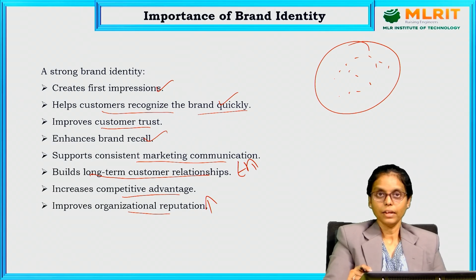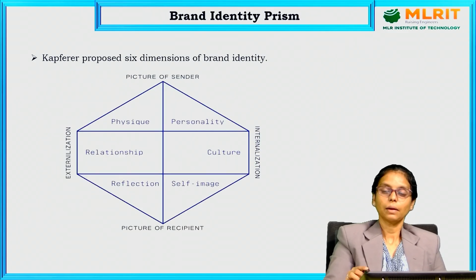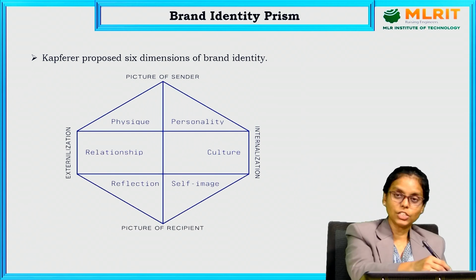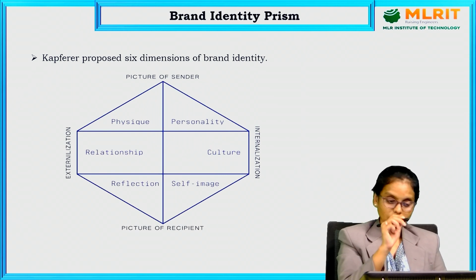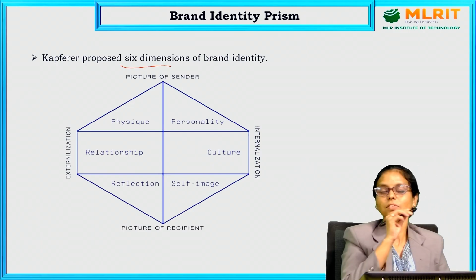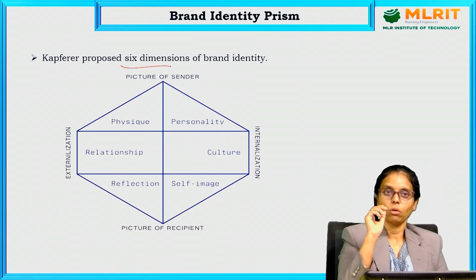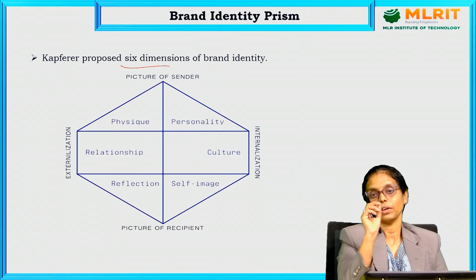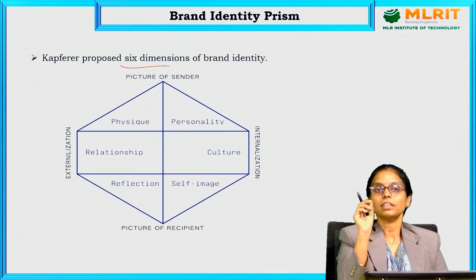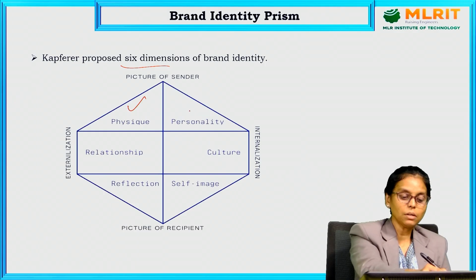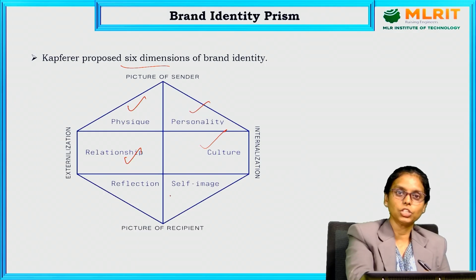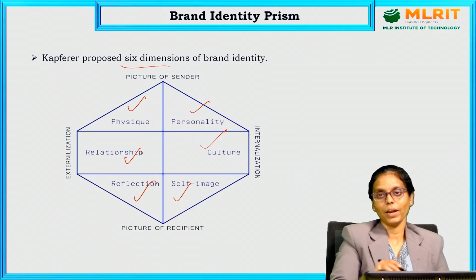These are the few points that explain the basic importance of brand identity. The next one that we have is brand identity prism. Now it is in the shape of a prism. Because of that, we call it a brand identity prism, as every prism will have 6 faces. Because of that, Kapferer has proposed 6 dimensions of a brand identity. Now what are those 6 dimensions that we have? Physique, personality, culture, relationship, self-image, as well as reflection.